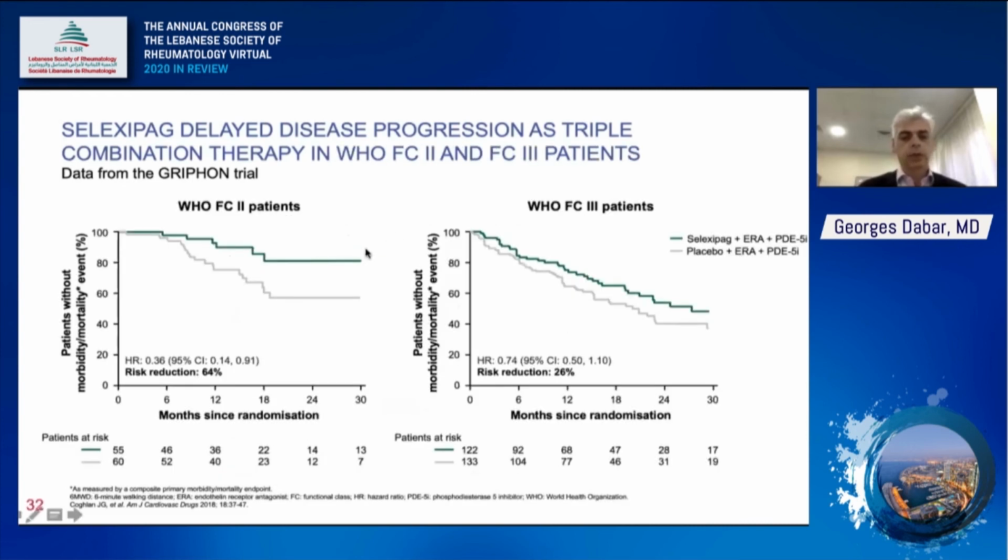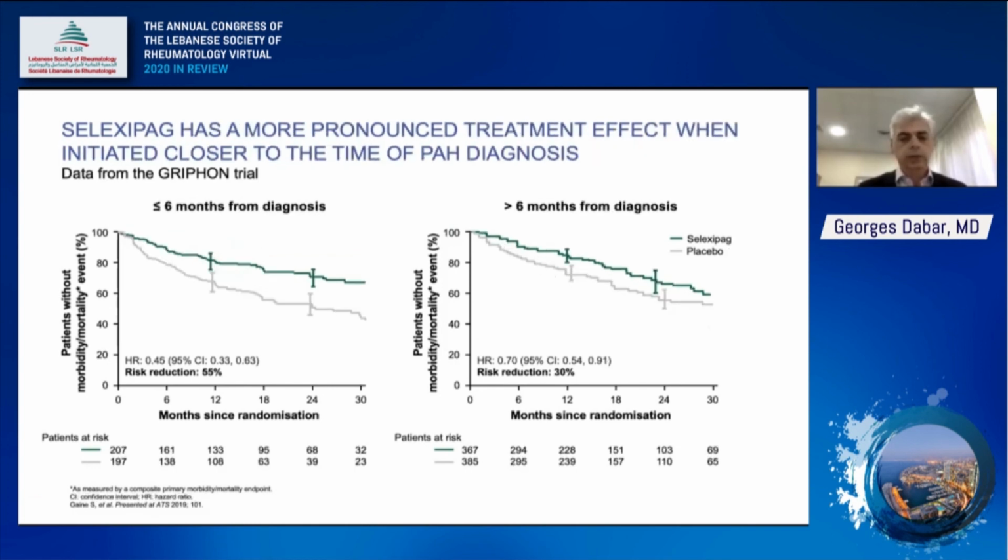So it has an effect on top of the two other vasodilators. And also, according to which functional class you have, Selexipag delayed disease progression as triple therapy combination in functional class 2 and class 3 compared to the two medications. And the effect is higher the lower the functional class. So a 64% risk reduction in functional class 2 and a 26% risk reduction in functional class 3. It's important to look at that. This is over 30 months.